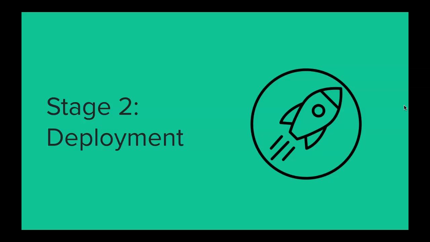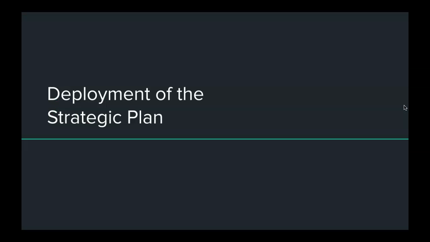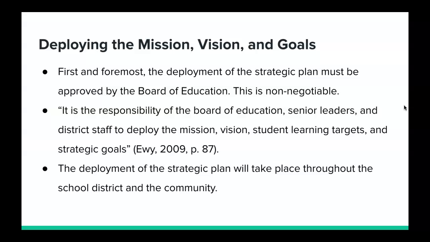So now we are finally to the second stage, which is deployment. So we have the deployment of the strategic plan. Deploying the mission, vision, and goals is very important. First and foremost, you have to have an approval from the Board of Education. That is not negotiable. And really, that should come easily since 2 members of the board are working on the core planning team.